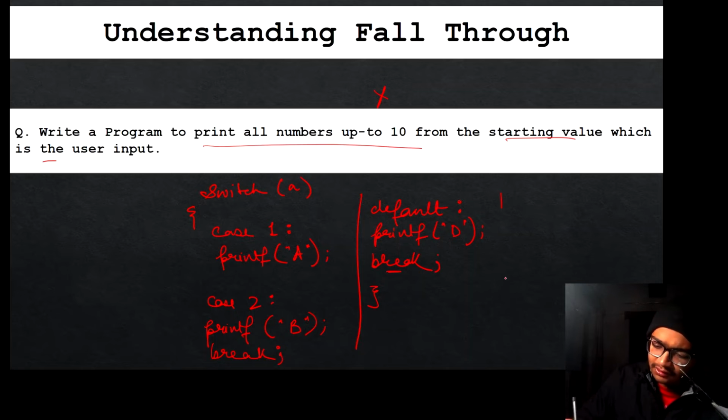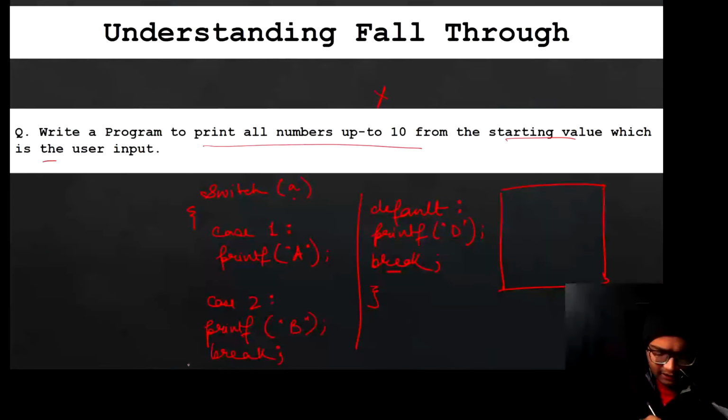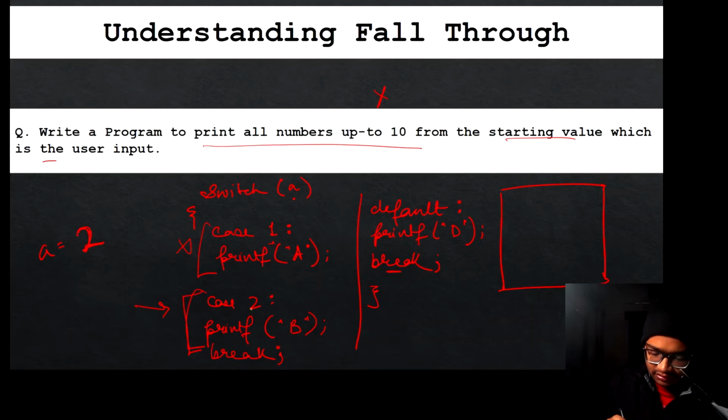So what will happen when the user inputs some value? Suppose the user gives the value of A to be 1 or say 2. Let's discuss the normal case first. The user gives the value of A to be 2. This case will not be executed because this is case 1, right? So case 2 will be executed because the value of case 2 is 2. So what will be printed? B will be printed. So this is my output screen. B will be printed. Okay, done one operation. So let's remove this.